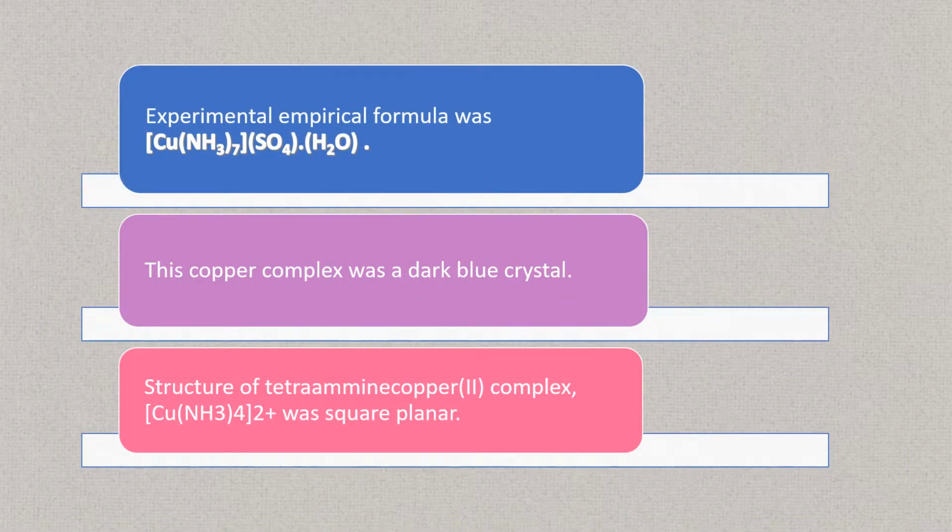Now I will summarize the result obtained from the experiment. The experimental empirical formula was heptaammine copper(II) sulfate monohydrate. The copper complex was a dark blue crystal. The structure was square planar.